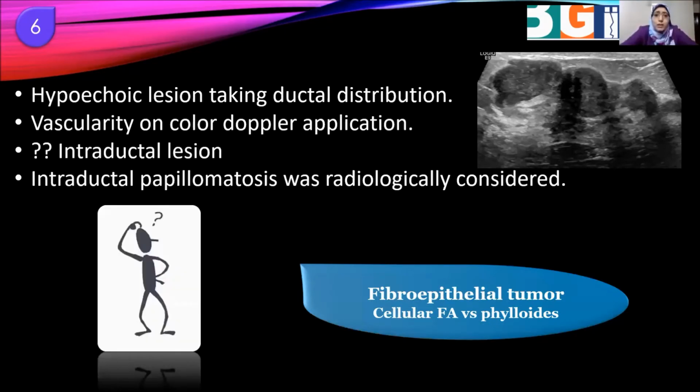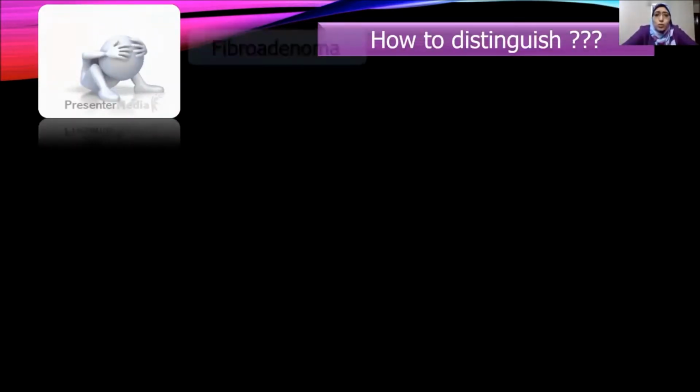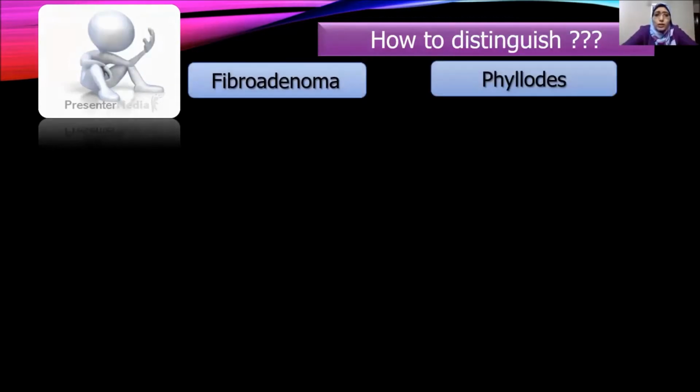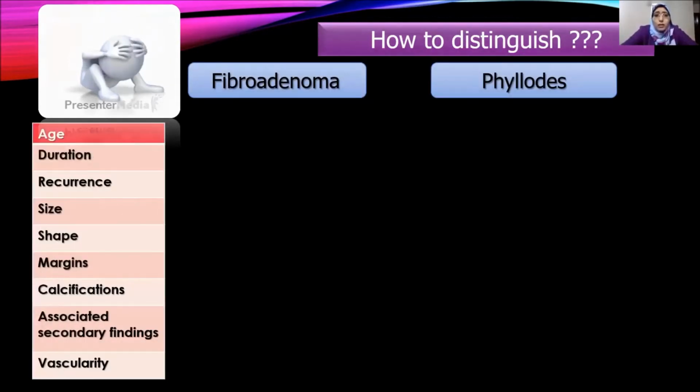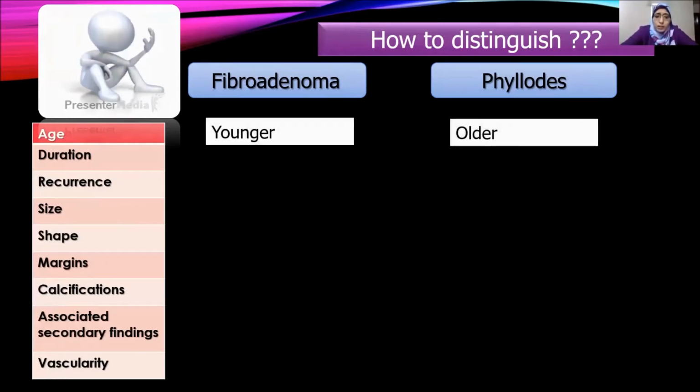Actually, it was a pathology we weren't acquainted with because of this abnormal distribution. So here we need to distinguish between the fibroadenoma and the phyllodes tumor. There are some criteria that can help us in differentiating between the two.